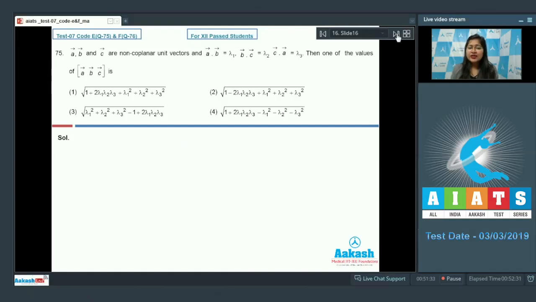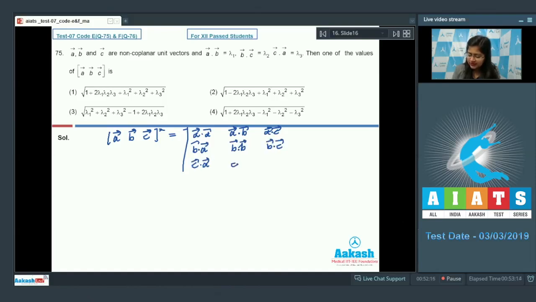Next is question number 75, which says that if a, b and c vector are non-coplanar unit vectors and a vector dot b vector is lambda 1, b dot c is lambda 2 and c dot a is lambda 3, then one of the values of scalar triple product ABC is, now we know that the square of the scalar triple product can be written equal to the determinant of a dot a, a dot b, a dot c; b dot a, b dot b, b dot c; and c dot a, c dot b, and c dot c.